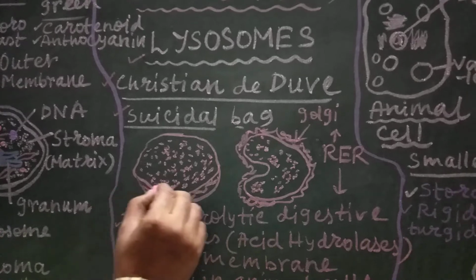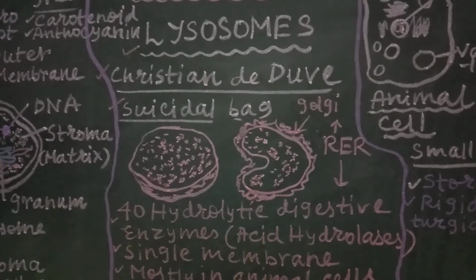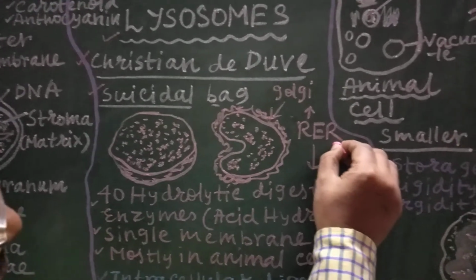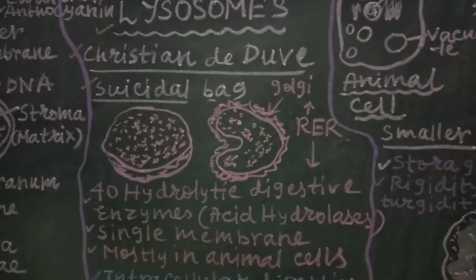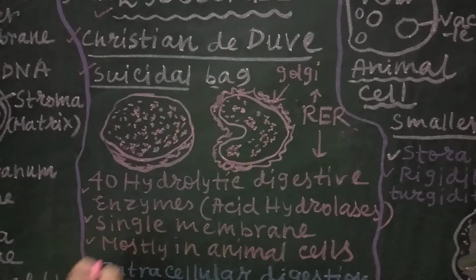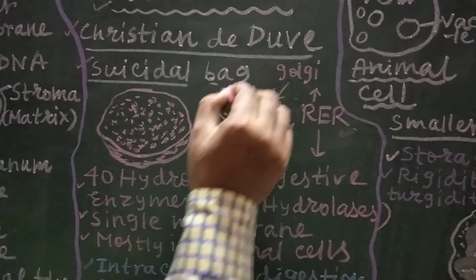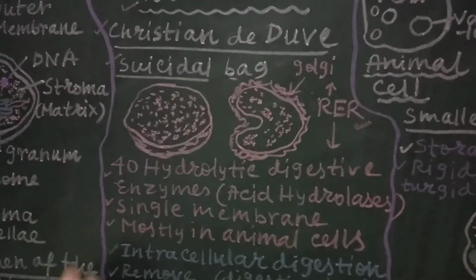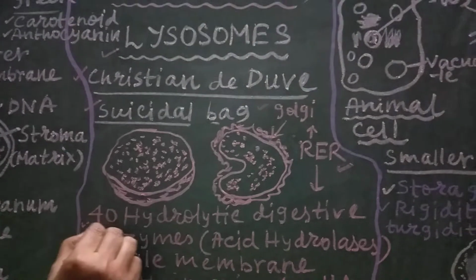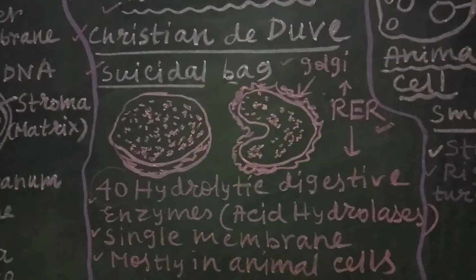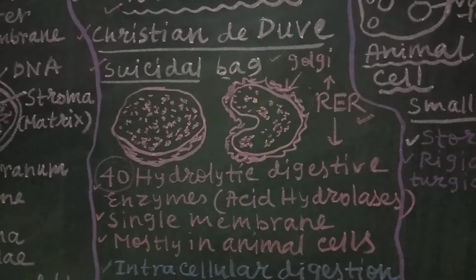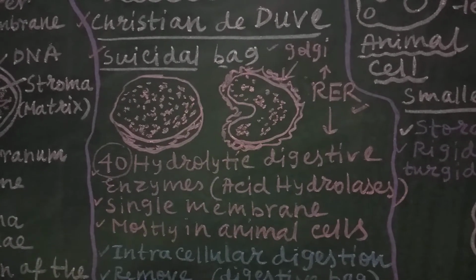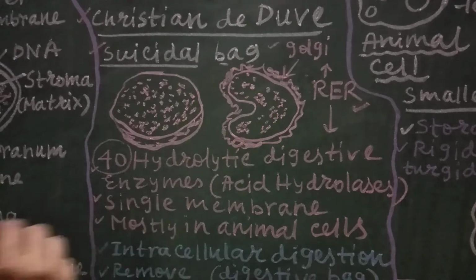Lysosome looks like this. They are very small. In ultrastructure, they look like this. They are actually formed in the RER. From here, the digestive enzymes are packed. Then they go to the Golgi apparatus, from where they are pinched off and form these lysosomes. They are characterized by having almost 40 different types of hydrolytic digestive enzymes, mostly hydrolases.